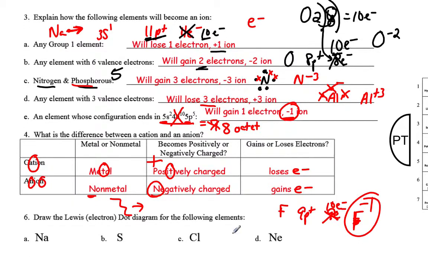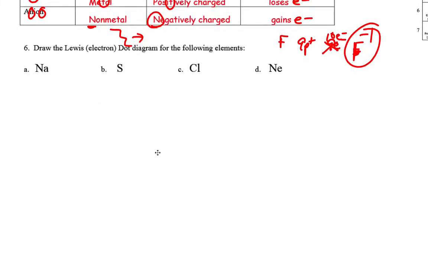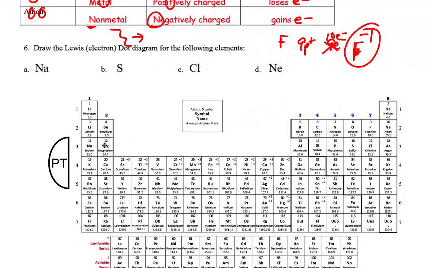All right, now I've been drawing electron dots for you right along here, but you should be able to draw these yourself now. If you look at sodium, sodium is in group 1. You've got to first know what group it's in, what's its situation. So here's sodium. Sodium's in group 1, so that means it's got 1 valence electron.